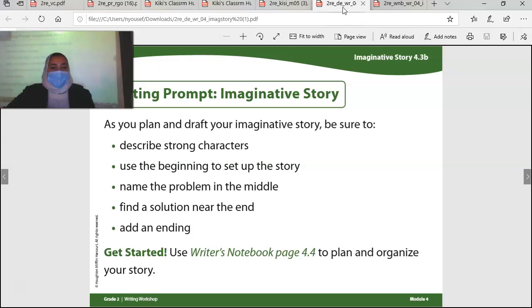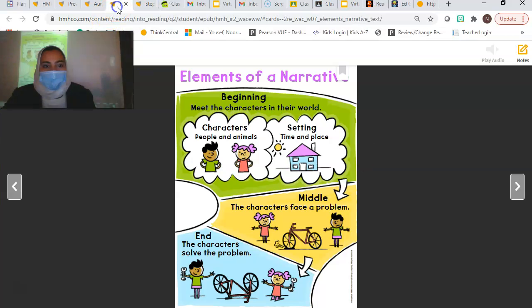All right, as you plan your draft, your imaginative story, be sure to describe strong characters, use the beginning to set up the story, name the problem in the middle, find a solution near the end, and add an ending. Wow, that's a lot. Let's go to Writer's Notebook 4.4 to help us. We're not gonna, I'm sorry, I'm getting ahead of myself. That part we're gonna do tomorrow. Right now, let's go back to this, and we are going to first set goals.